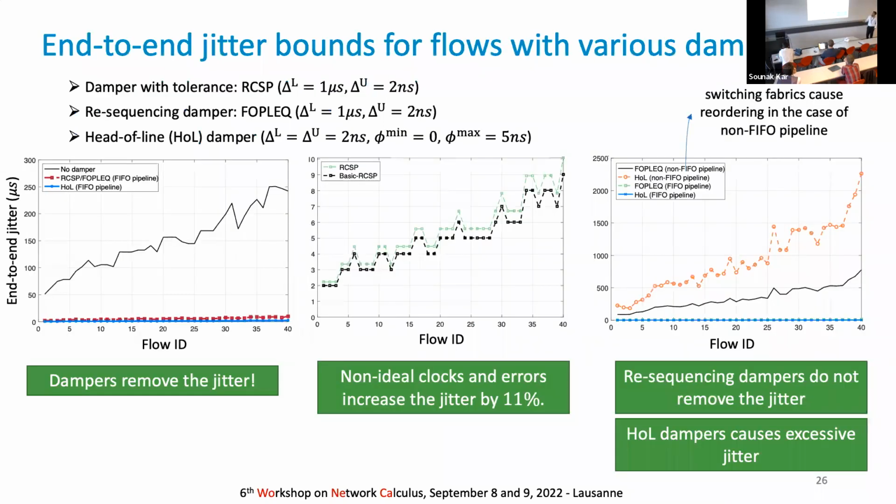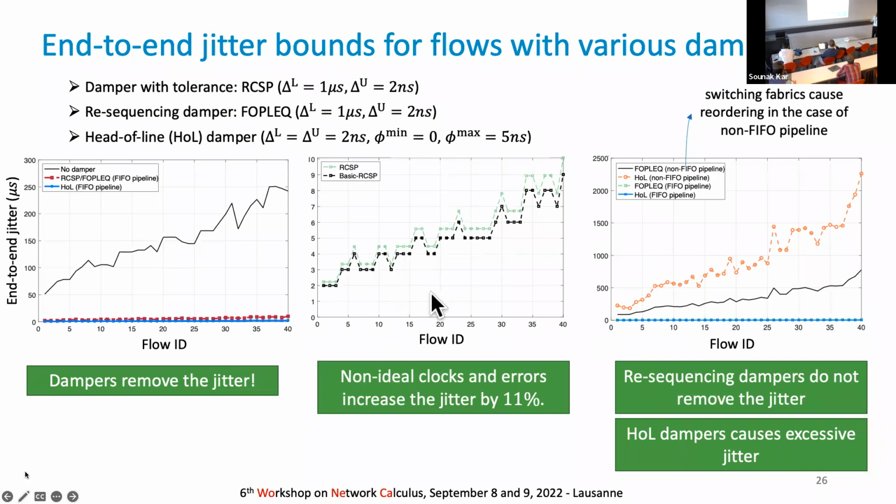So for the first curve, we are examining three implementations of dampers. The first one is RCSP, a damper with tolerance; a resequencing damper, FOPLEC; and then there is a head-of-line damper with these parameters. The first figure shows how dampers actually remove the jitter. If there is no damper, we see that the jitter increases. There is a very high jitter, but with dampers it is quasi-removed, right? It's around 0, and the difference is between the parameters of each damper.